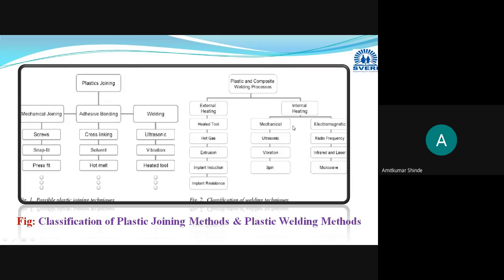Okay, while discussing the actual types one by one, you will understand this concept, means how that workpiece is heated, that plastic material is heated and softened. If you are using direct heating, then it will be an external heating welding process. And if heat is created by any other means without providing any direct heat, then it will be termed as internal heating welding process.